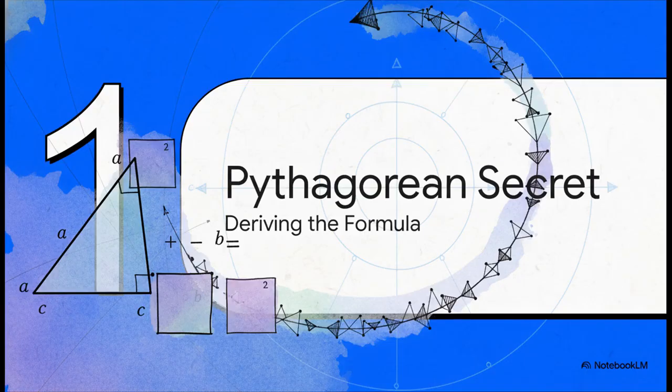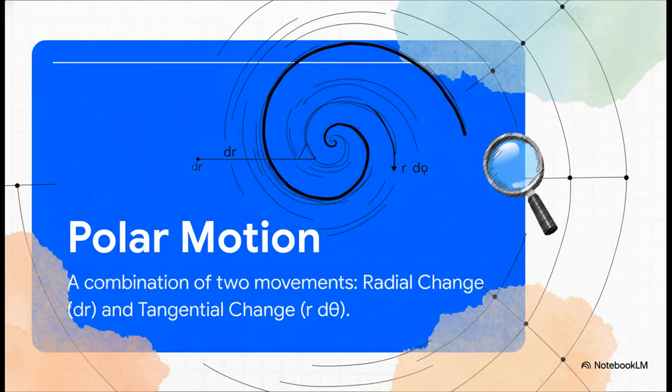Now, you might be thinking we need some brand new, super complicated theorem for this, but believe it or not, the secret is actually hiding in one of the very first formulas you ever learned in geometry. We're about to see how the good old Pythagorean theorem is the hidden engine behind the whole formula for polar arc length.